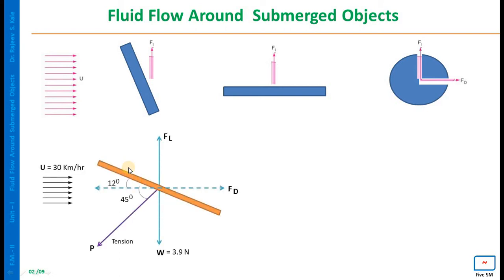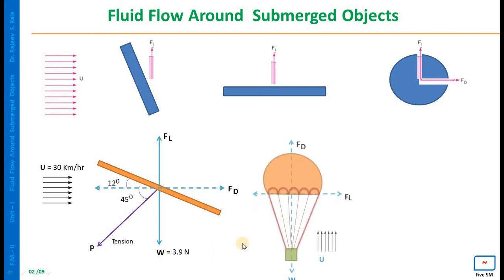Next object is kite. So kite is always trying to soar in the vertical upward direction. There is a string. User can control the kite. So there is always tension in the string. Lift forces and drag forces acting on the kites we have to study in detail.